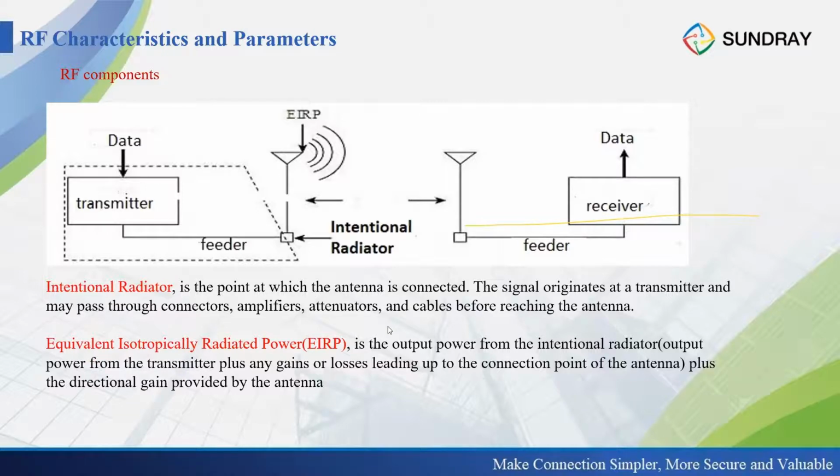So the signal generated in the transmitter may pass through the connectors, amplifiers, attenuators, and cables. We here call the cable feeders before reaching the antenna. So this is the radiator. So the signal after the antenna, after the gain, we call it the equivalent isotropically radiated power.